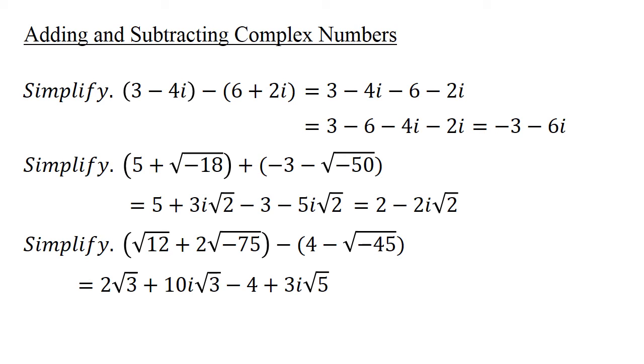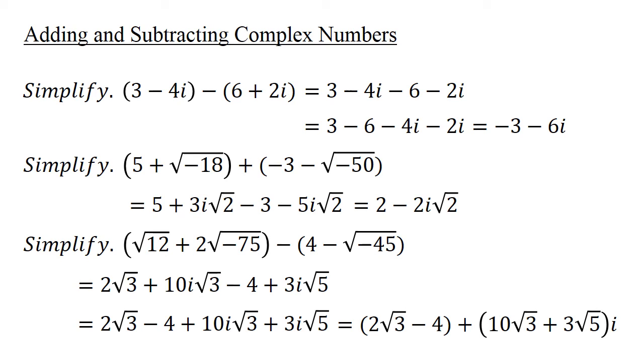Well, none of these are like terms. None of them match perfectly. If you look at the first two, they both have root 3s, but one has an i and one doesn't. And if you look at the second and fourth one, they both have i's, but they don't have the same roots. Well, what do we do in that case? We get the parts without the i's together, we get the parts with the i's together, and we group them up, and we factor out that i. And so this fits that format, A plus Bi, as much as we can get it to look like. That's what we're trying to get the answer to look like in the end.